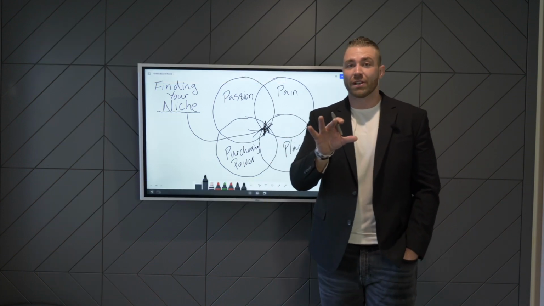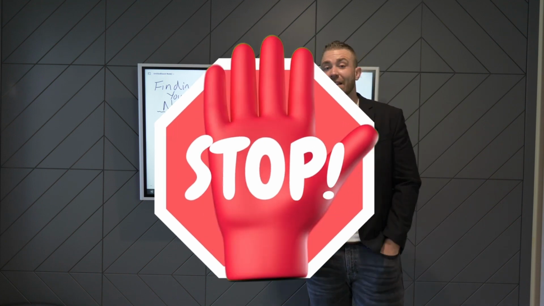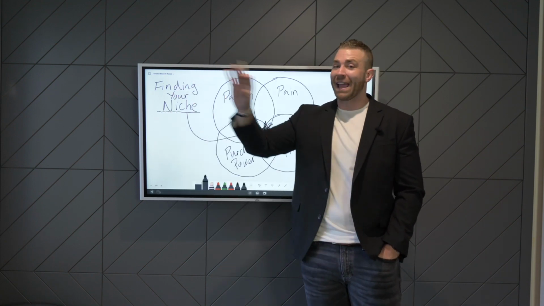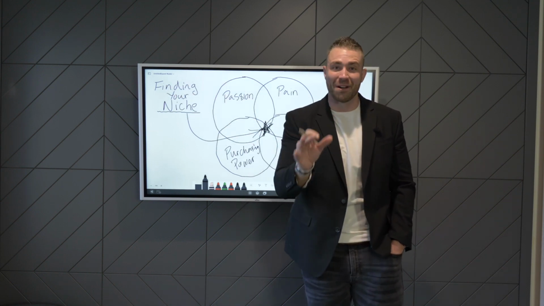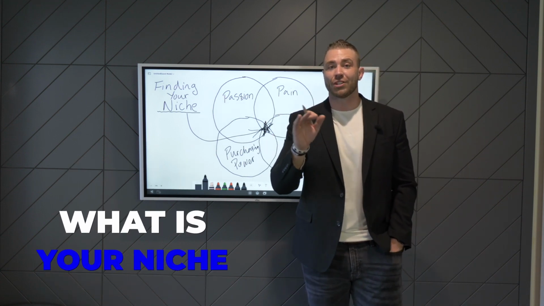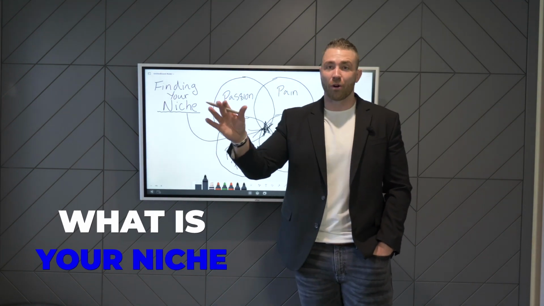So what I want you to do is stop right now. Whatever you're doing, draw out these 4 circles and go through that exercise before doing any other marketing strategy, before paying for ads, before paying for emails or webinars or funnels or whatever it might be. Go through this process to see what your niche is. And I promise in that process, your marketing is going to become a lot more clear.